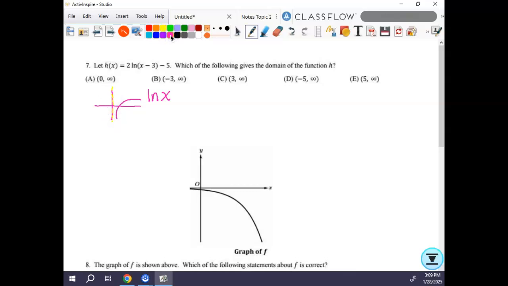The only thing that changes the domain, so let's think about what's happening here. This stretches it, doesn't change my domain. This moves it down, doesn't change my domain. This is what's going to change my domain.